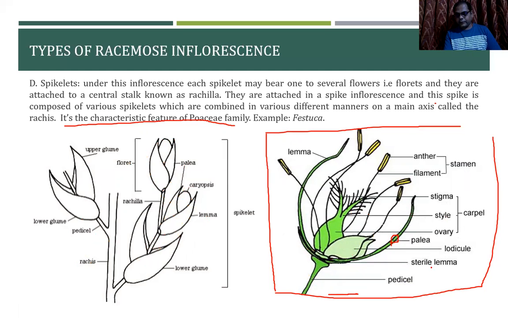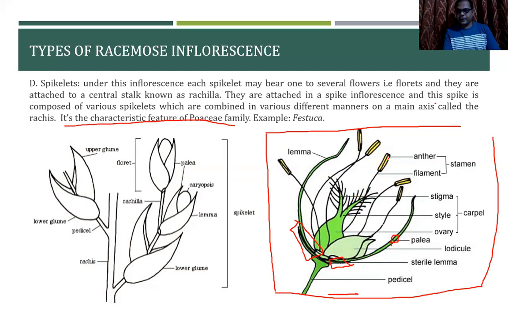We have the glume. This lower part, if you see, is dark green in color, and this particular part is the glume. On the glume we have the upper glume and the lower glume here. Then we have two structures, one is the sterile lemma, and then we have the palea. Then we have the ovary structure. The stigma is feathery in nature. This is one of the important characteristics.